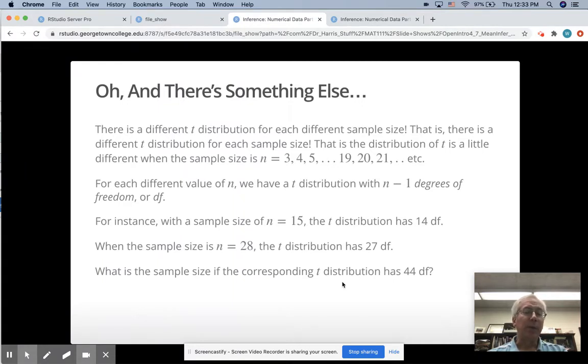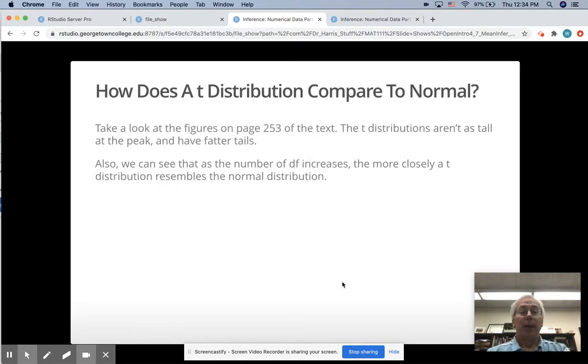So if we're given the degrees of freedom, that means the sample size is going to be 1 more than that number. And so with 44 degrees of freedom, our sample size would have been 45. I'm not going to take you there, but if you look at page 253 in your text, you'll see a couple of graphics that illustrate how t-distributions relate to normal distributions.